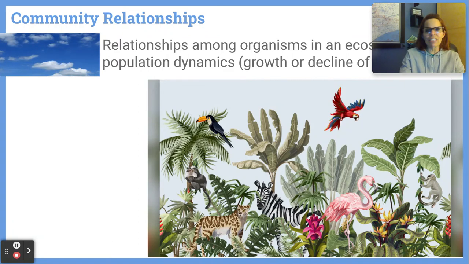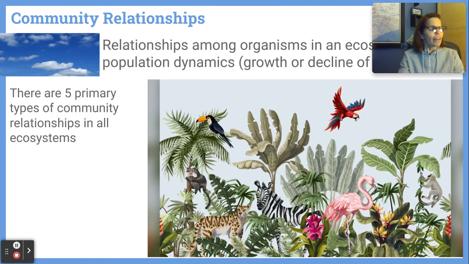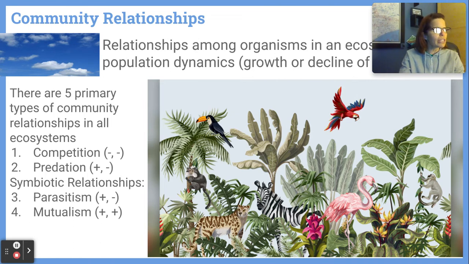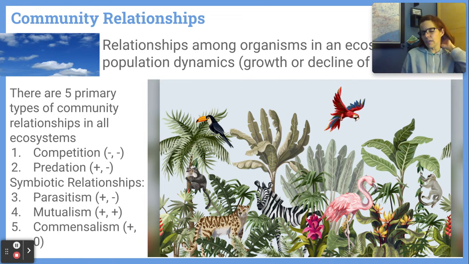So ecosystems have a tendency to come back faster the second time than they did the first time. All right. And then we talked about community relationships. Communities, you guys, are all of the populations. So a population is one species. A community is all of the populations in that particular area.